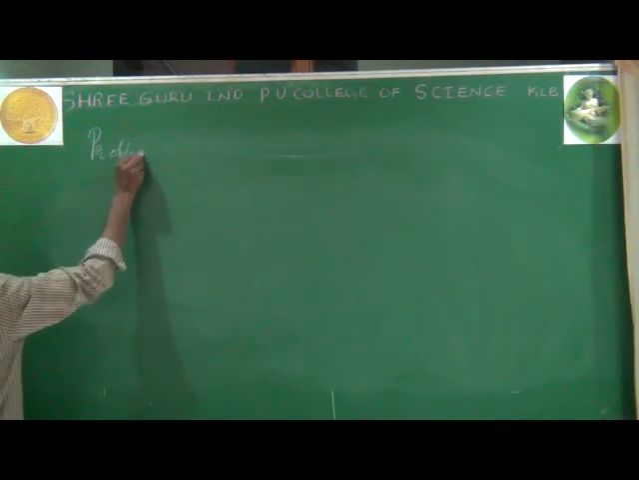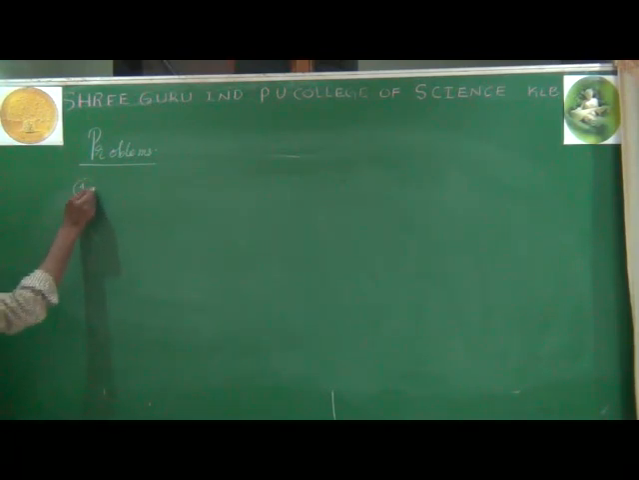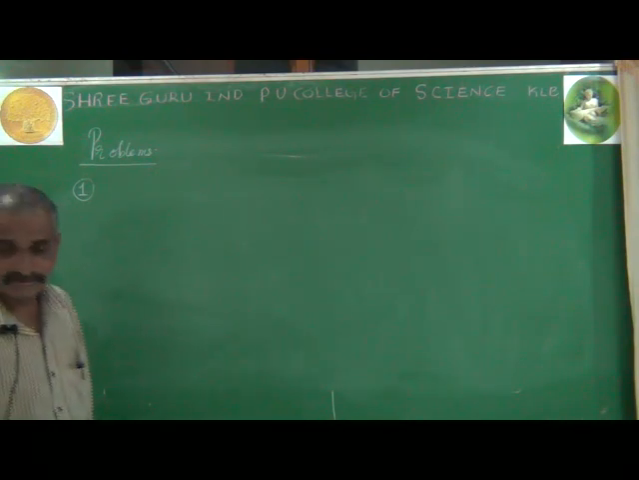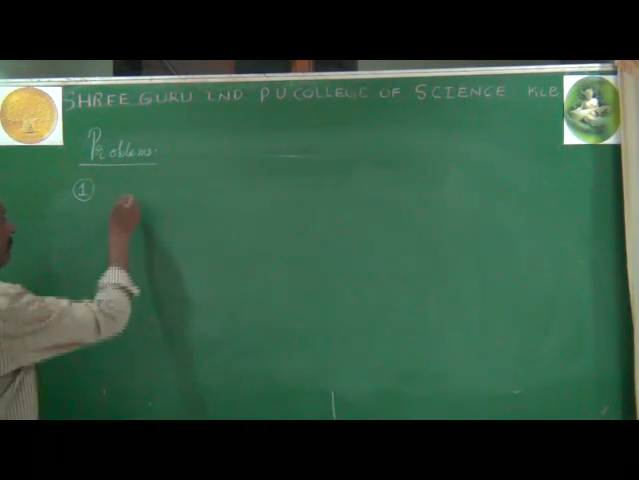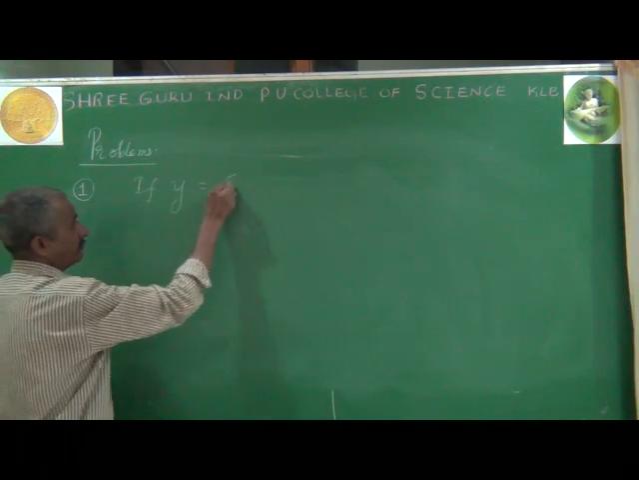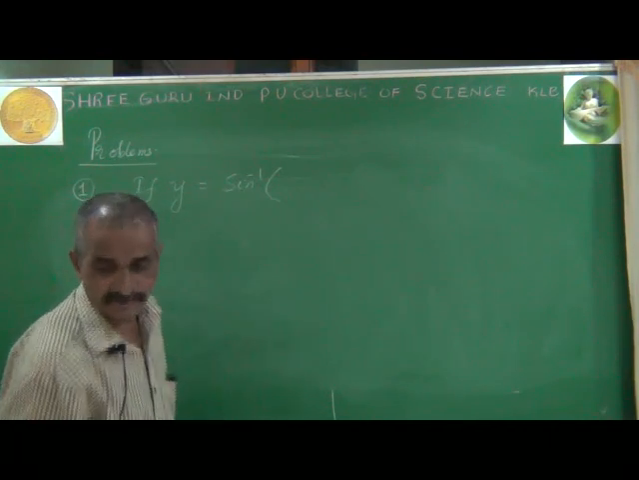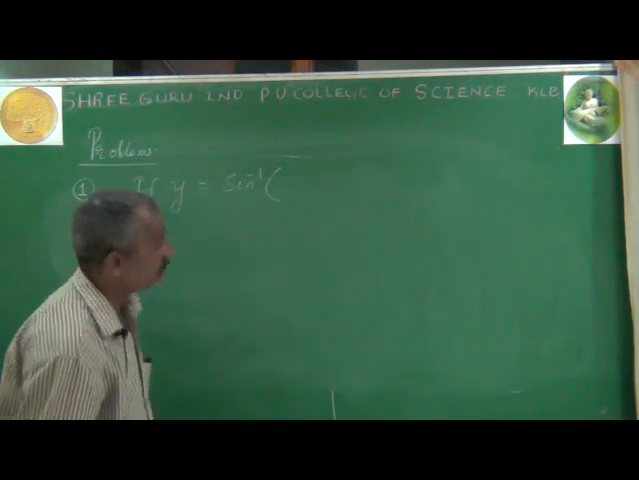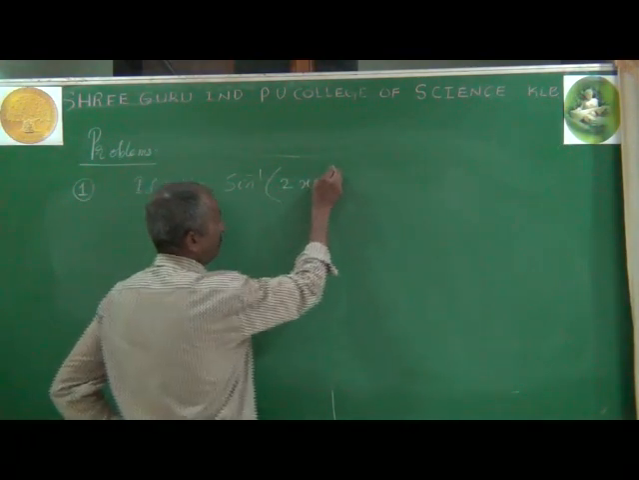What concept? Already I said in detail. Problems. First one, the same one that I took for example. First question: if y equals sine inverse of 2x into square root of 1 minus x square.